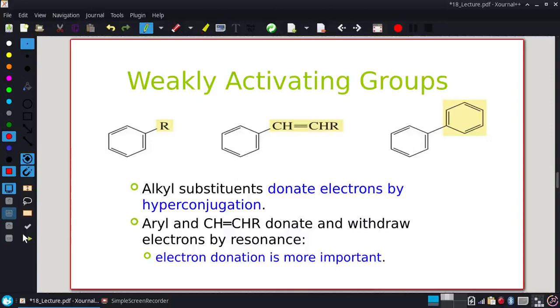Alright, weakly activating groups actually just kind of donate electrons by the fact that they have extra electrons, or hyperconjugation. But that donating makes them all slight activators.